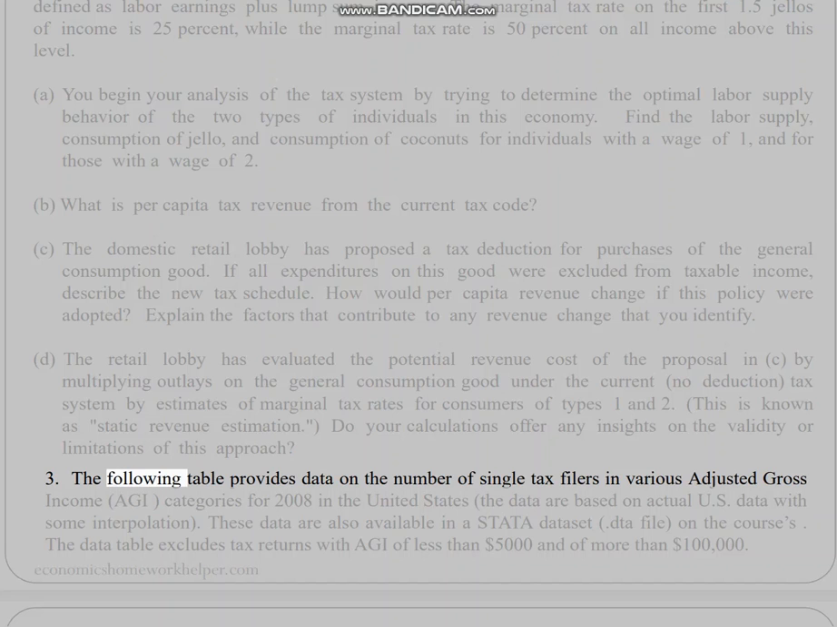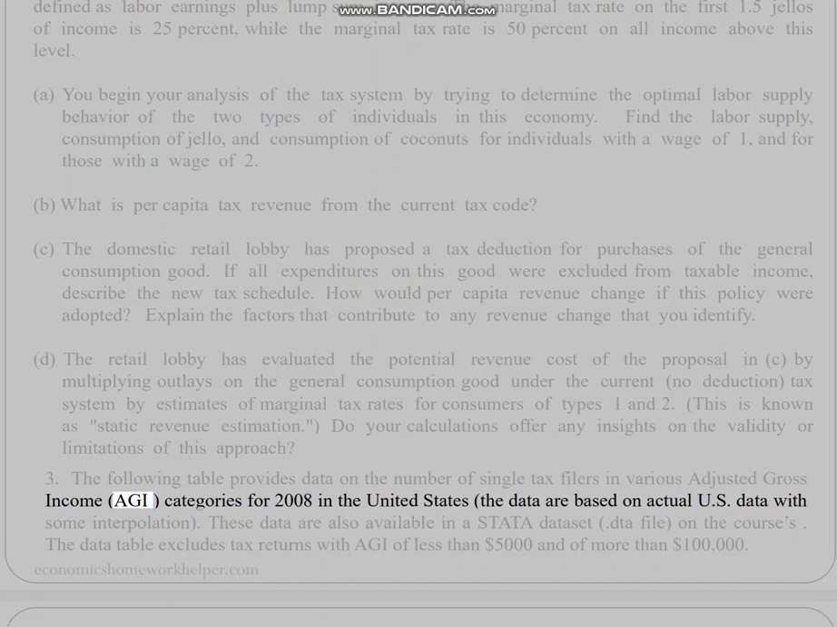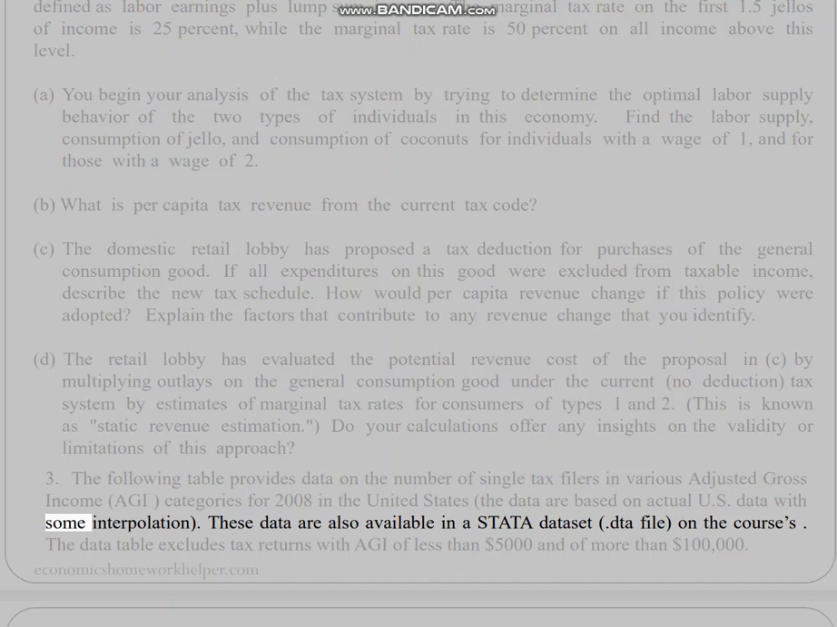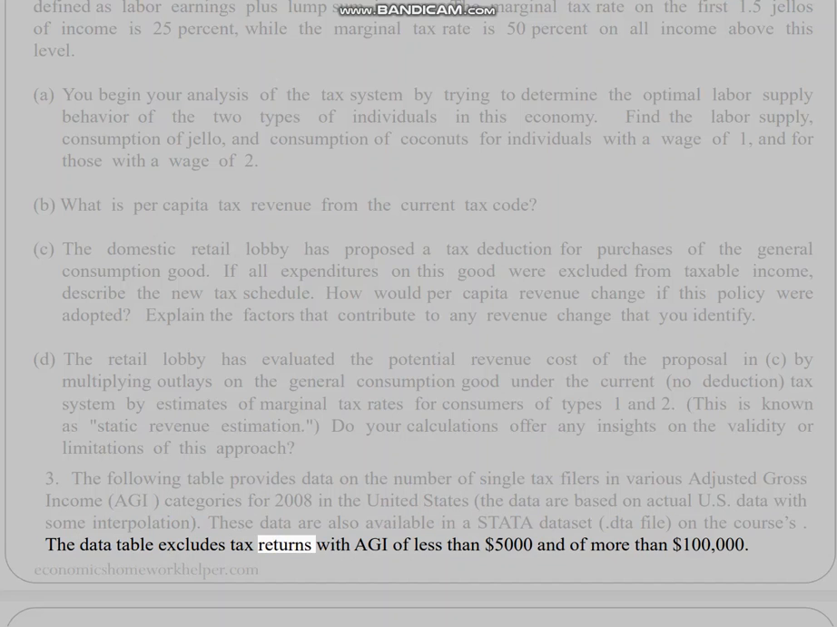3. The following table provides data on the number of single tax filers in various adjusted gross income (AGI) categories for 2008 in the United States. The data are based on actual U.S. data with some interpolation. These data are also available in a Stata dataset .dta file on the course site. The data table excludes tax returns with AGI of less than $5,000 and of more than $100,000.